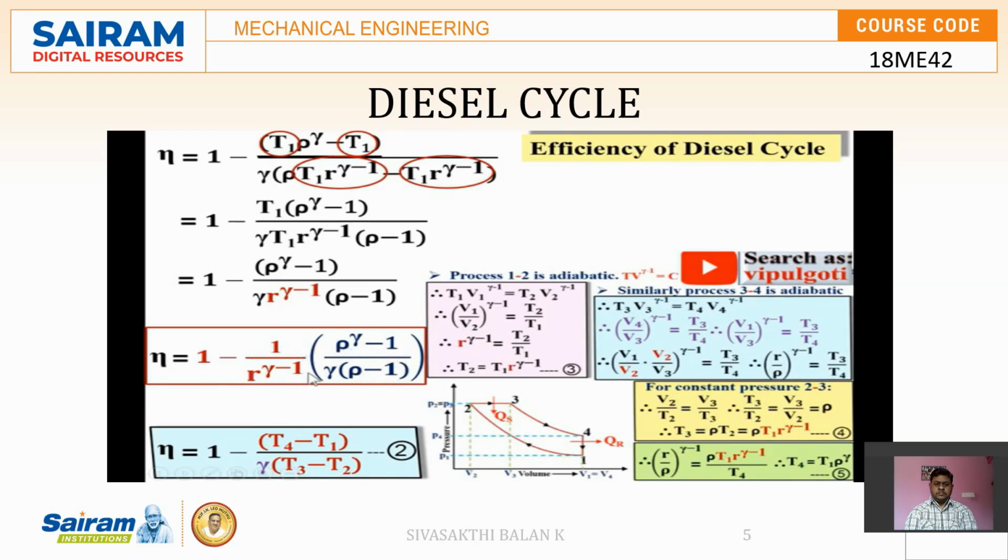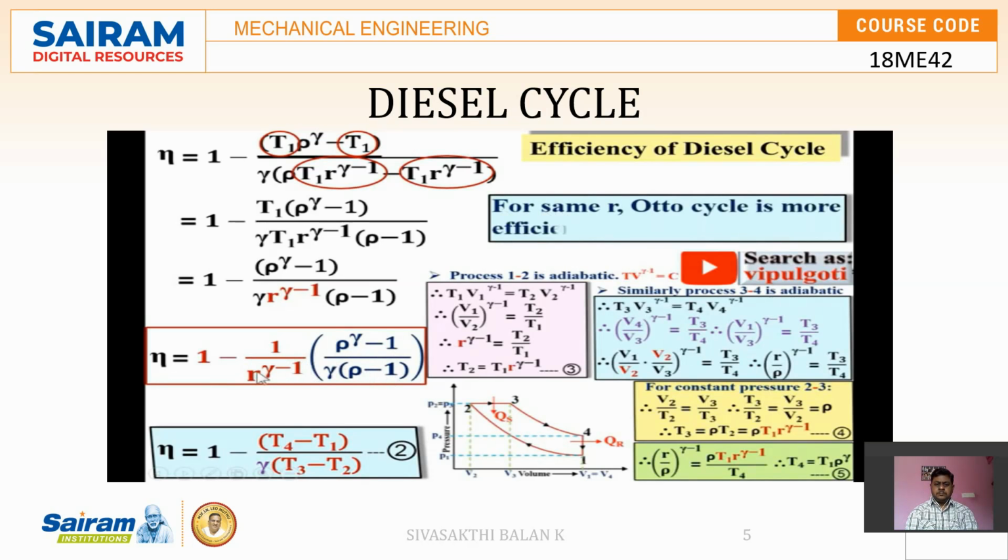So compare with the Otto cycle, then you can conclude over here, for the same compression ratio, the Otto cycle is more efficient than the diesel cycle. Why? Because the diesel factor is always greater than 1, so if it is multiplied by this one, then this term will be increased, and so your efficiency will decrease. So the efficiency of the diesel cycle is less than the efficiency of the Otto cycle.